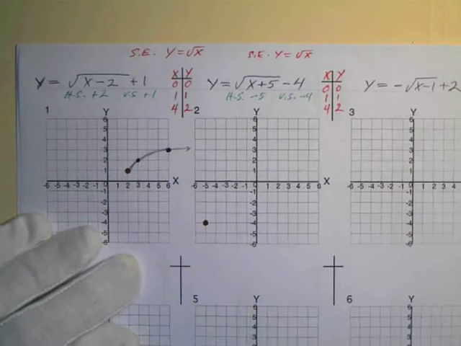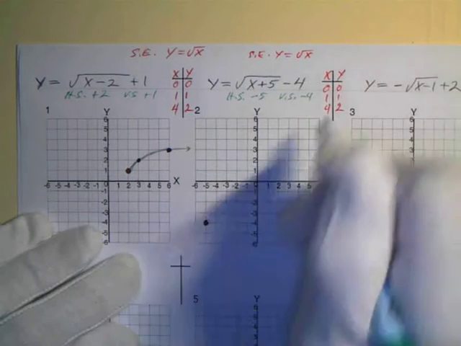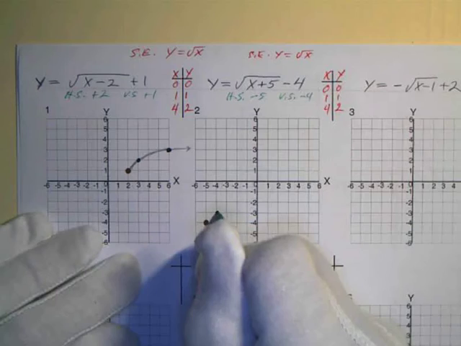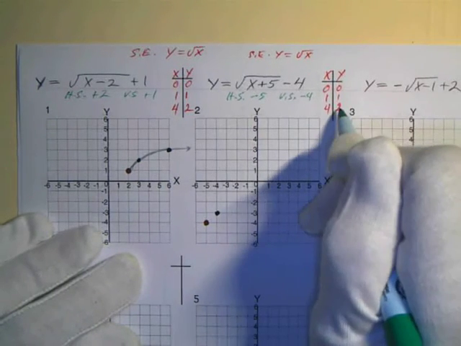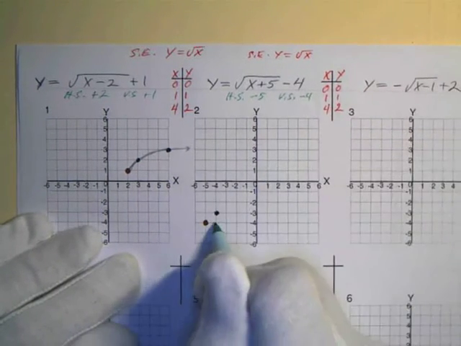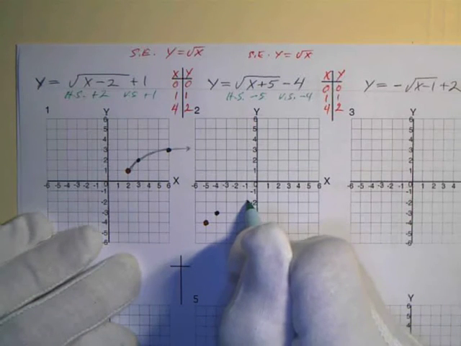And then from there, I'm going to find my other key points. I'm going to go 1 to the right, up 1, 1 to the right, up 1. That's 1, 1, both positive. And I'm going to go 4 to the right, up 2, positive 4, positive 2. 1, 2, 3, 4, 1, 2.